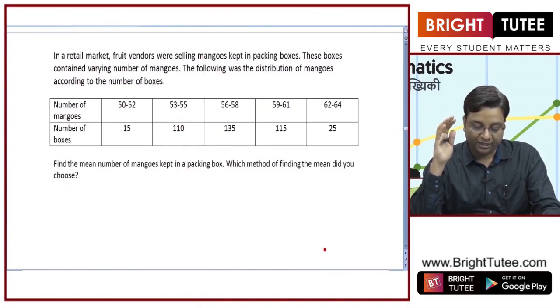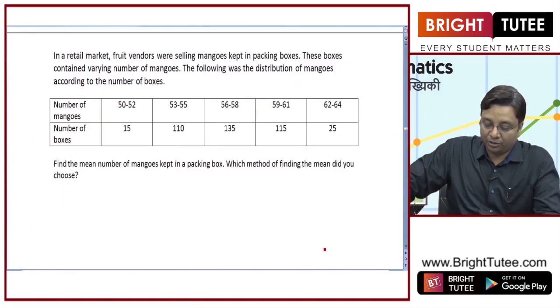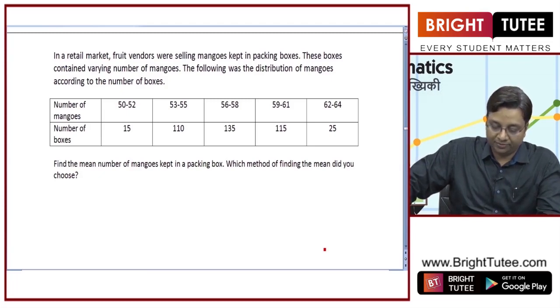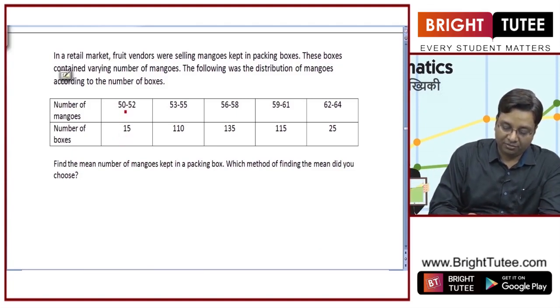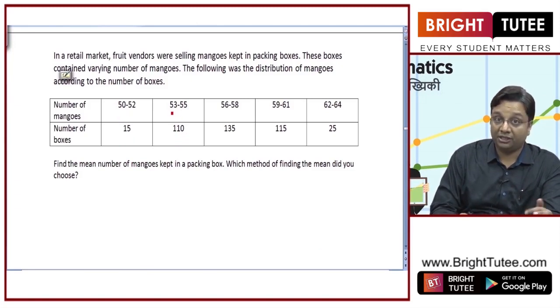Now, in a retail market, fruit vendors were selling mangoes kept in packing boxes. These boxes contained various number of mangoes. The following was the distribution of mangoes according to the number of boxes. There are 15 boxes which have number of mangoes between 50 to 52. 110 boxes are such in which mangoes are between 53 to 55.